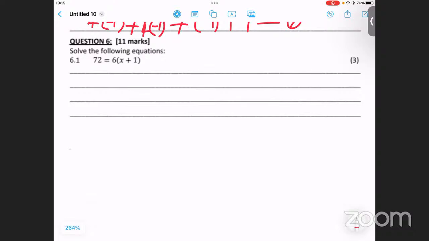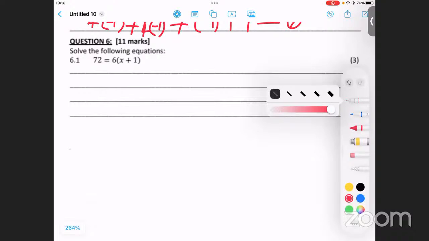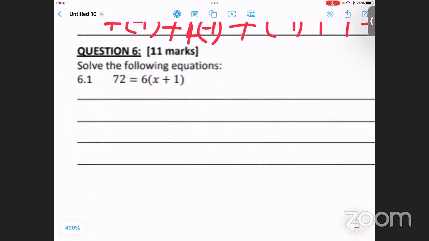Ma'am, first I divided both sides by 6. So I said 72 divided by 6 equals 6 parenthesis x plus 1 divided by 6. And then I got 12 equals x plus 1. And then I subtracted 1 from both sides. So it's 12 minus 1 equals x plus 1 minus 1, which means x is equal to 11.